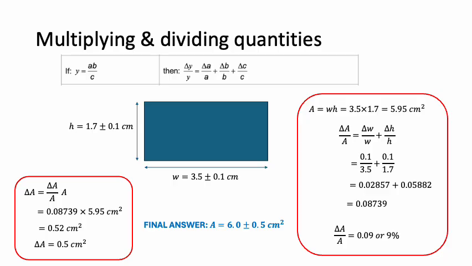So using all my data, using not only the values of height and width, but also the uncertainty in height and width, I can find out not only a value for the area, but also an uncertainty for the area. So I know the range in which I'm sure my area lies.